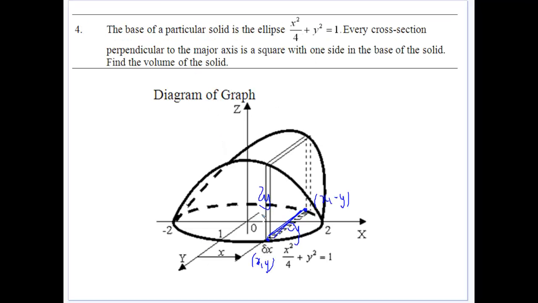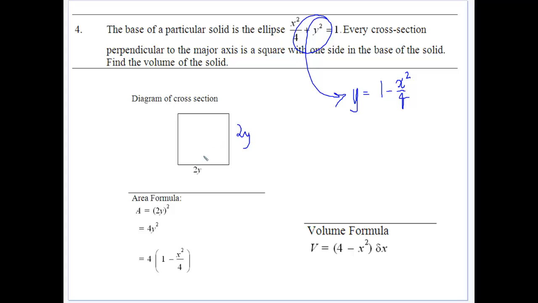This time we've got our solid base being x squared on 4 plus y squared, so it's an ellipse. And again, every cross section is a square on one side of the solid. So again, we get across x. Our distance is y in each direction. So 2y along our base means 2y for our height. That allows us to get our diagram of our cross section, which our area would be 4y squared, and y squared is equal to 1 minus x squared on 4. So we get that, and we've put it back in x because we've got delta x.